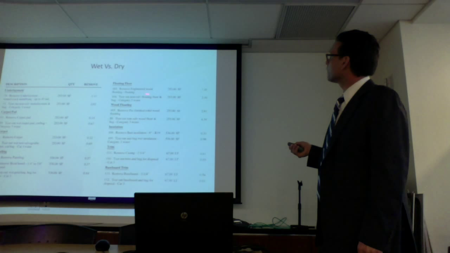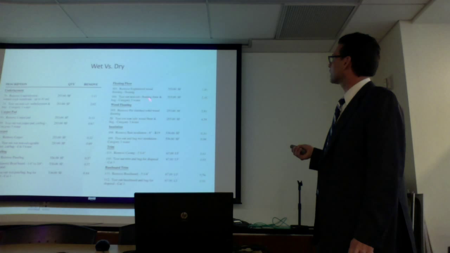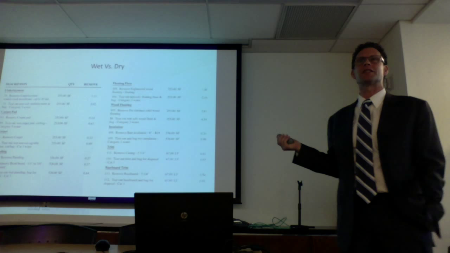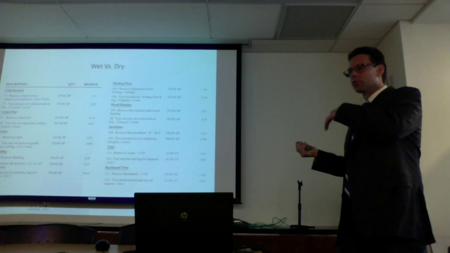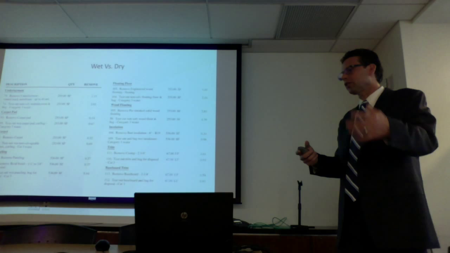Flooring, engineered wood flooring, floating floor, $1.41 to remove. If it's wet with category 3 water, $2.16. Now, I spoke to Xactimate price guys. I said, we don't actually bag flooring. What we do is we rip it out. It's laying all over the floor. We kind of bundle it up. We take tape, duct tape or gaffer's tape. We wrap it 3 times, and we take that little bundle, and we carry it out.